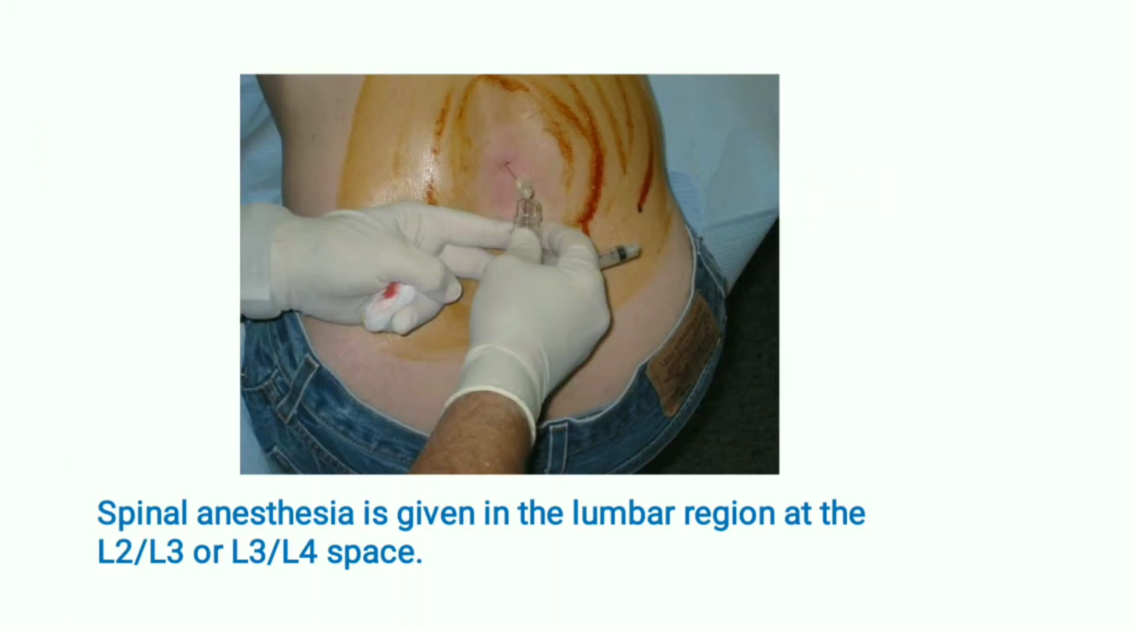Which procedure is being performed here? Right answer is spinal anesthesia. Spinal anesthesia is given in the lumbar region at the L2 or L3 space or in between L3 and L4 space. I would like to add one more point about spinal anesthesia. The most common complications of spinal anesthesia are bradycardia and hypotension. We can move to the last image.